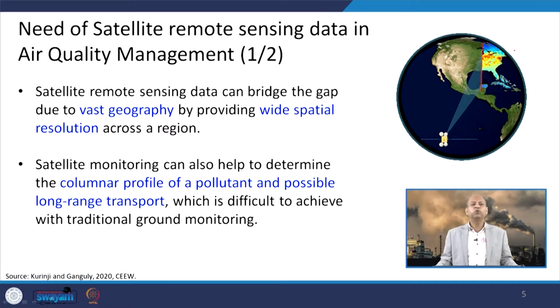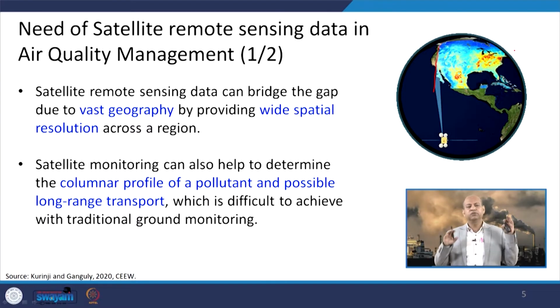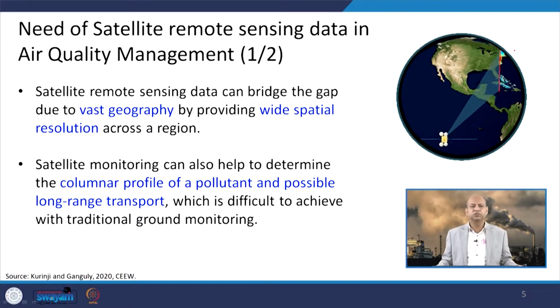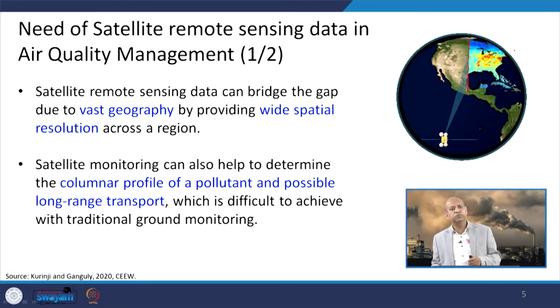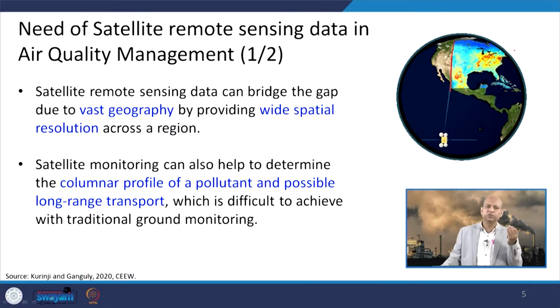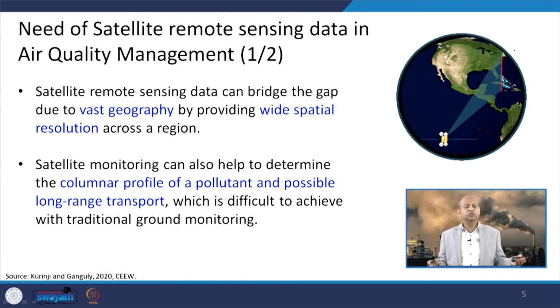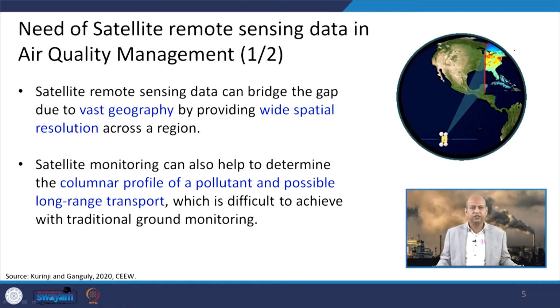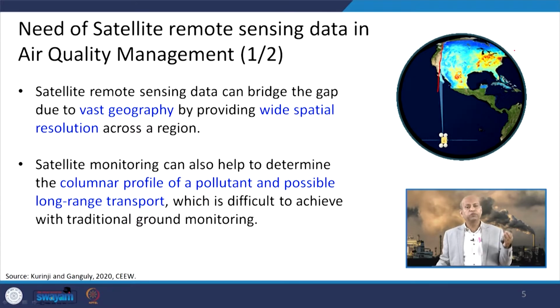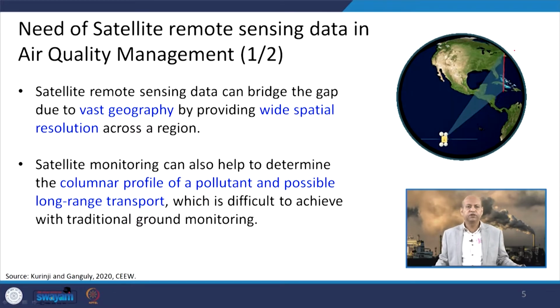Now, what is the need of satellite remote sensing data in air quality management? Basically, this provides a vast geographical range and wide spatial resolution across a region that is not possible through conventional air quality monitoring, because we have limitations in terms of human resources and financial resources, because it needs a lot of instrumentation, etc. But this way it can cover a lot of geographical region, which requires a lot of investment if we go for a surface monitoring kind of network.